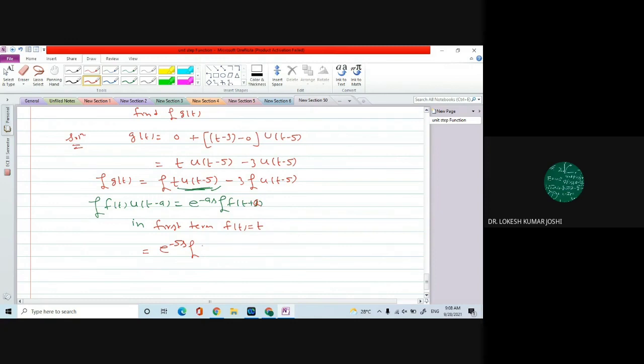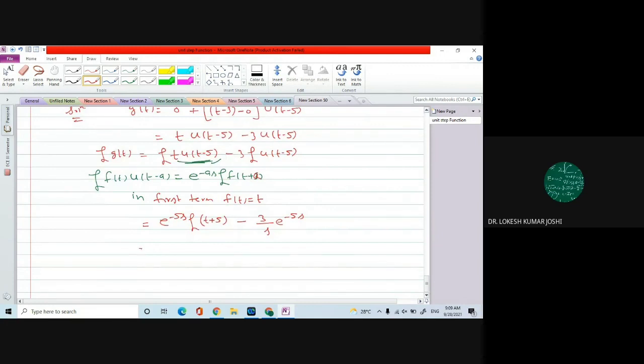Laplace transform of t plus 5. And what about the second term? It is Laplace of u(t minus a). This one will become 3 upon s e to the power minus 5s. Okay, simplify this answer. We get e to the power minus 5s times Laplace of t plus 5, which will become Laplace of t, which is 1 upon s square, and Laplace of 1 is 1 upon s. Therefore, this one will become 5 upon s minus 3 upon s e to the power minus 5s.